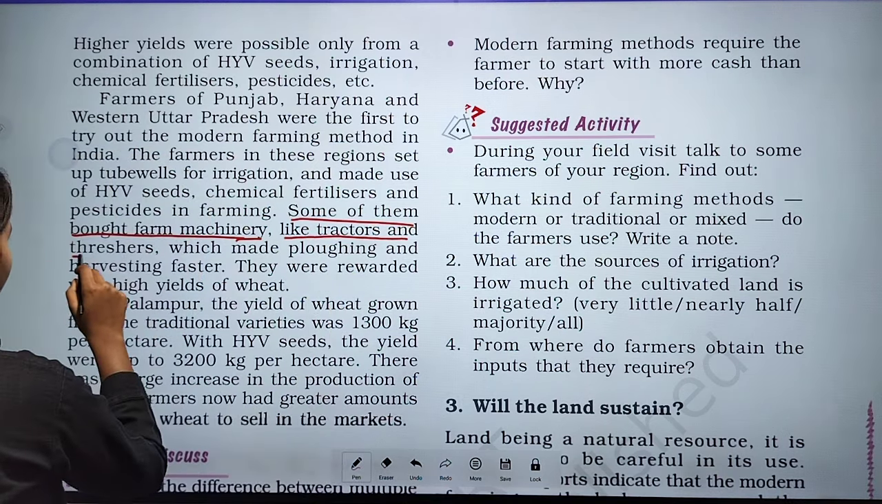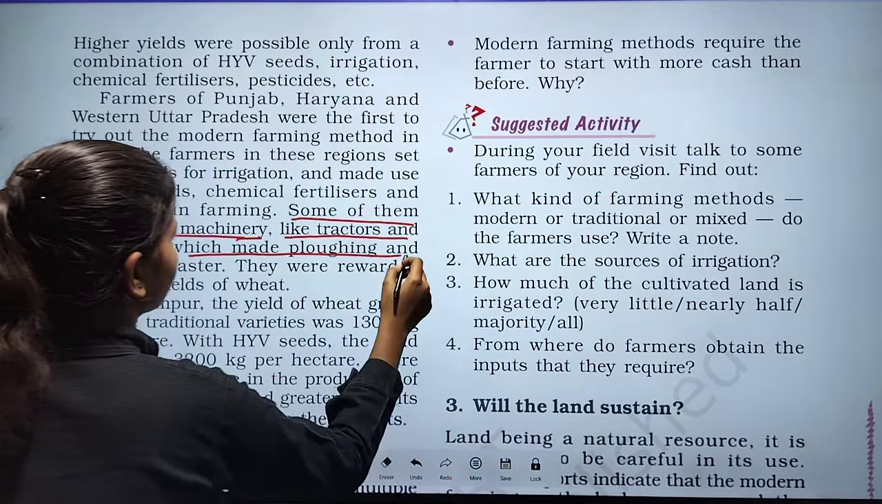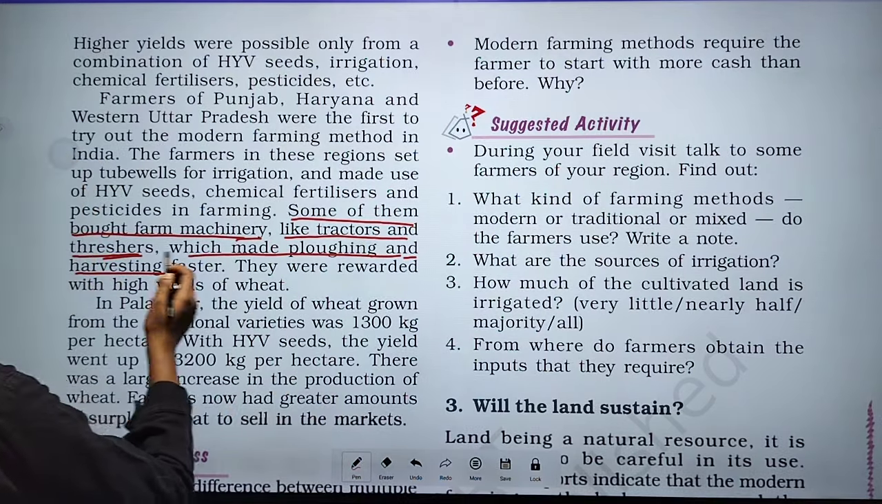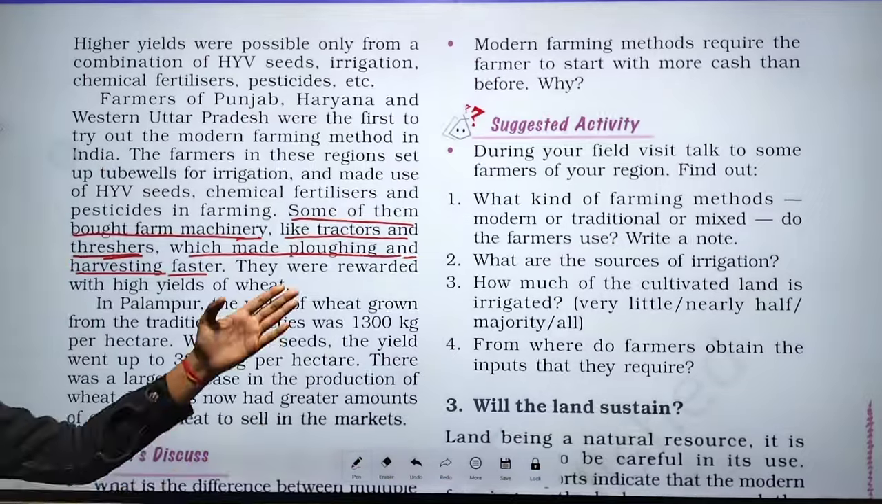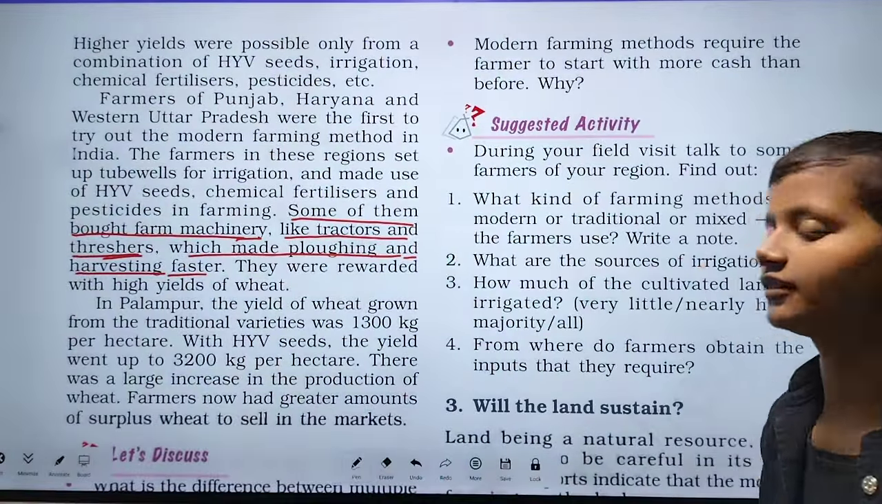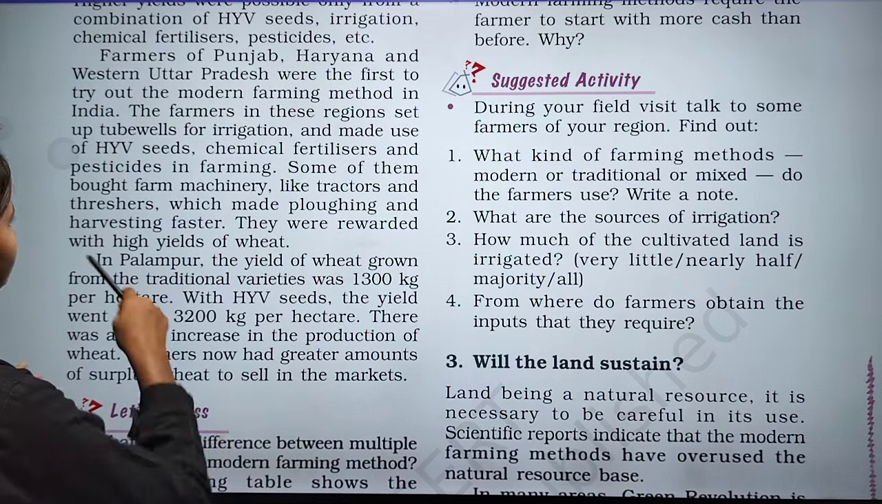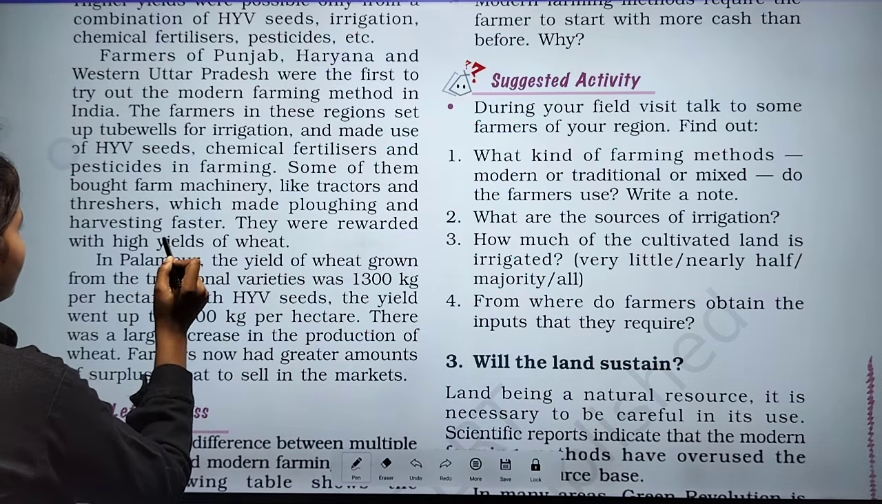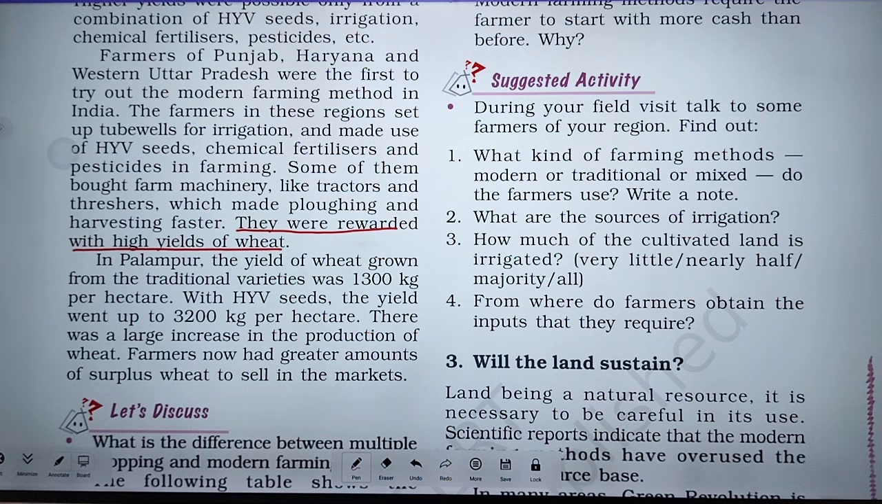Some of them bought farm machineries like tractors and threshers, which made plowing and harvesting faster. To do faster harvest, they use this type of farm machinery. They were rewarded with high yields of wheat.